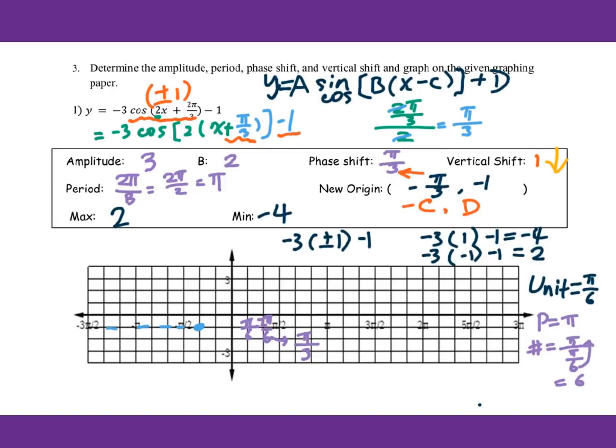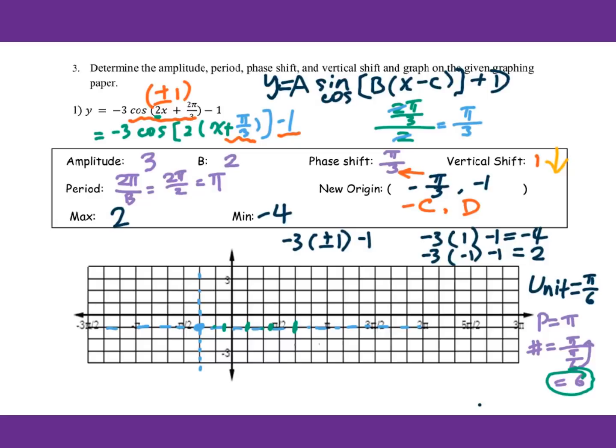Then we create the new origin. So create the new coordinate plane. Since 6 units stand for one period, we will count 6 units to the right side. 1, 2, 3, 4, 5, 6 here. Middle, middle, and a middle.